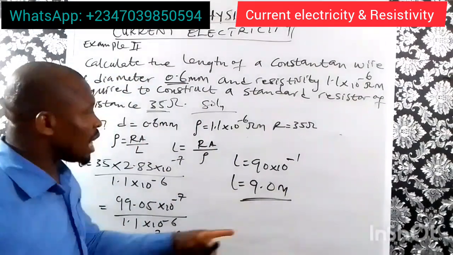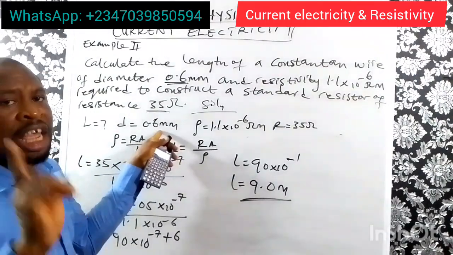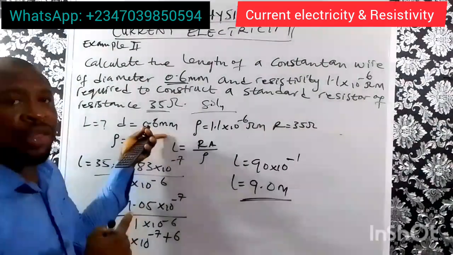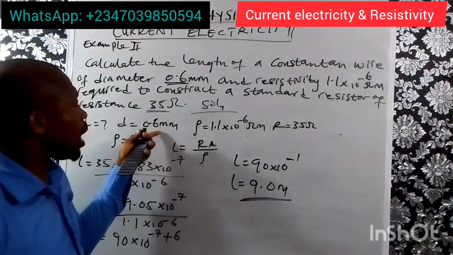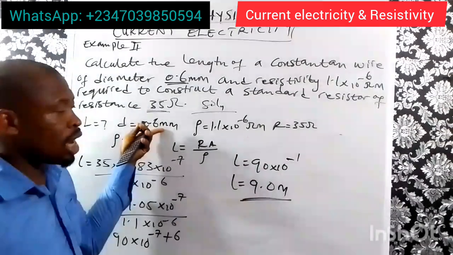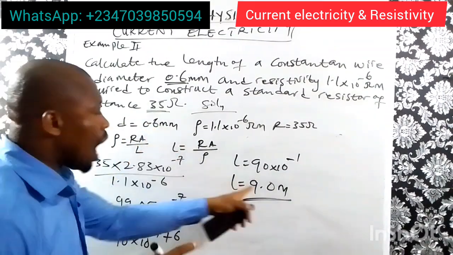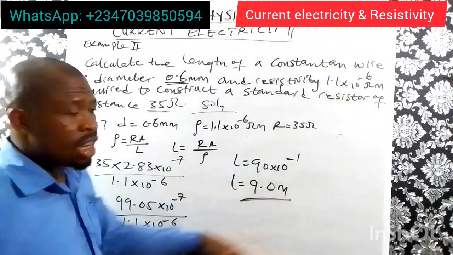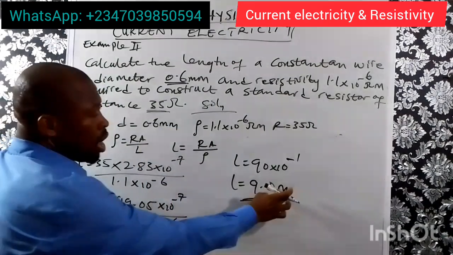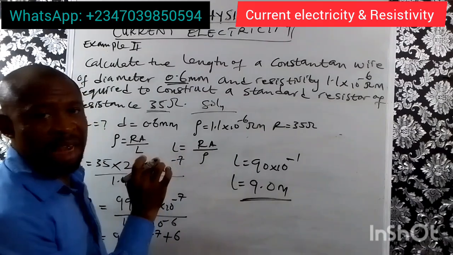It is meters because I converted the diameter to meter. If I had continued to work with millimeters, the answer would have been in millimeters. Since I divided by 1,000 to get the diameter in meters, if I didn't divide, I would have gotten 9,000 here. So at the end of the day, if you divide 9,000 by 1,000, you get 9 meters.